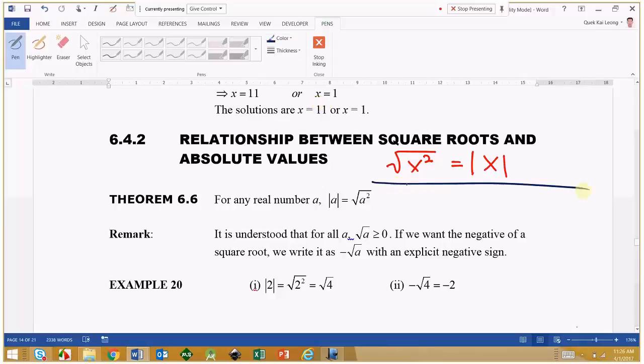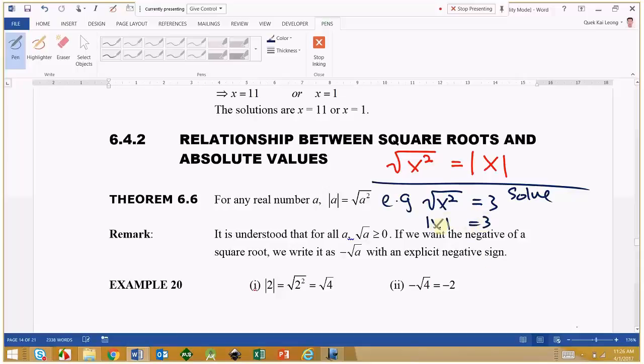Okay, example. Now let's say we are given the square root of x squared is equal to 3. We are going to solve this. Based on this definition, the square root of x squared is absolute x. So we are going to change this to absolute x from this definition. Absolute x equal to 3.